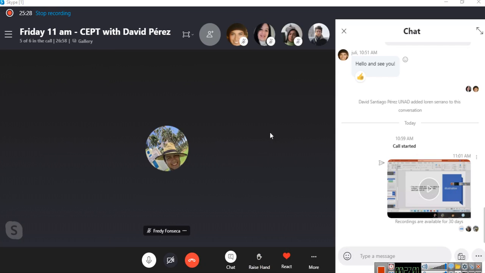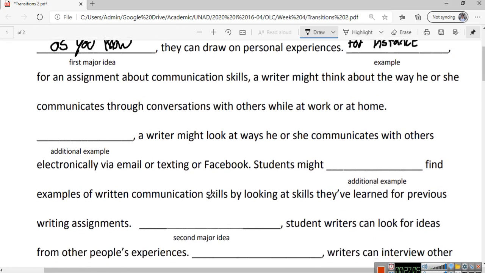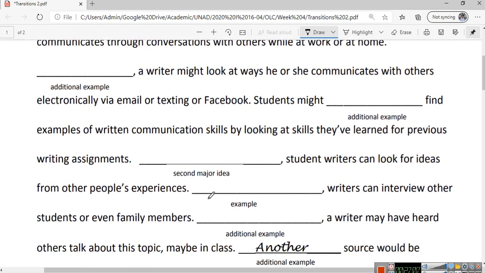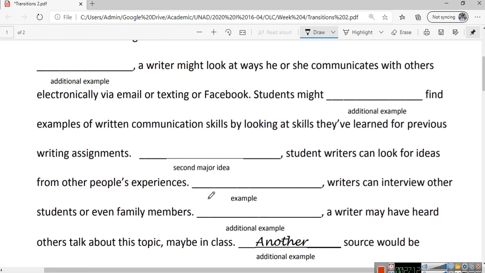Oh no, it's not right here. So there we have our two major sentences. Now I'm starting a new paragraph. So knowing that I'm starting a new paragraph and I need to make sense of this, I'll write in my look at the way he or she communicates with others electronically, via email, or texting, or Facebook.